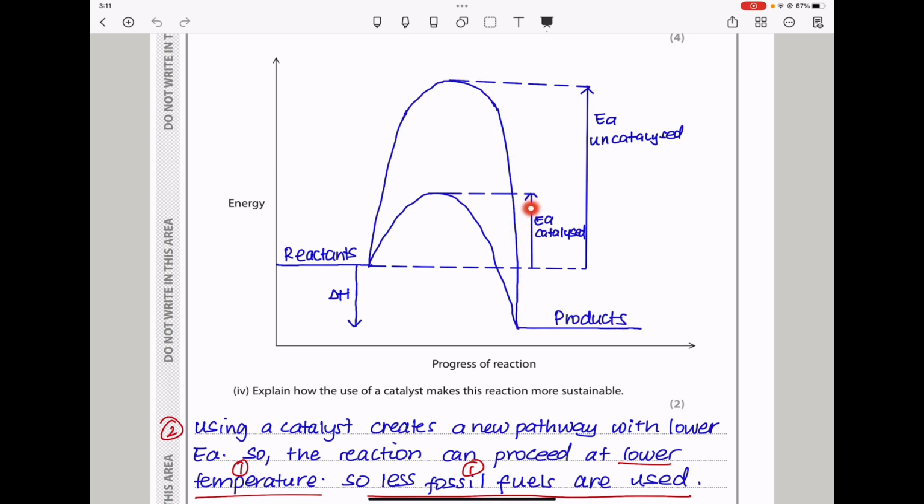If we see this height here, that is going to be the activation energy of the catalyzed reaction, while that magnitude there is going to be the activation energy of the uncatalyzed reaction. Also, the difference between the energy from the products to the reactants is going to be delta H.